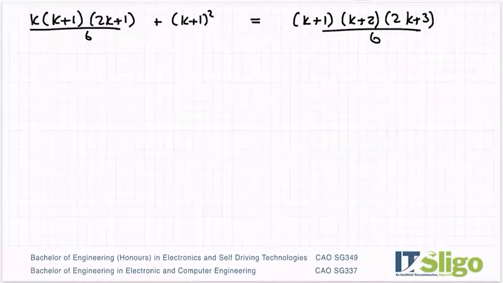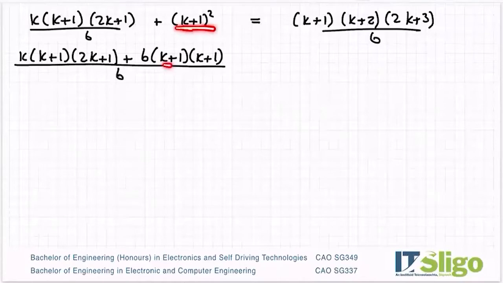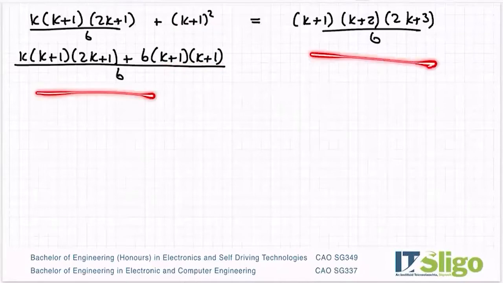Okay, so again, you have a few options here. You must make the left-hand side look like the right. I'm going to get a common denominator here on the left. So k times k plus 1 times 2k plus 1 plus 6 times k plus 1 by k plus 1 all over 6. Okay, so instead of k plus 1 squared, I just wrote it out as k plus 1 by k plus 1. Okay, let's have a look now. I need this side to look like him. You can do it through algebra.